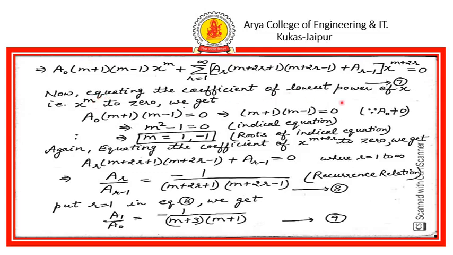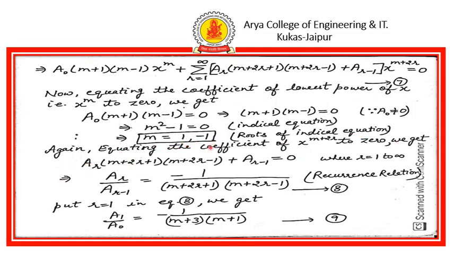Equating the coefficient of the lowest power of x, that is x to the power m, to 0, we get the coefficient a0 (m plus 1)(m minus 1) equals 0. Again we take a0 not equal to 0, because otherwise it gives the zero solution. So we have the two values of the indicial equation, m equals 1 and minus 1. This is known as the roots of the indicial equation. We get two different values of m.